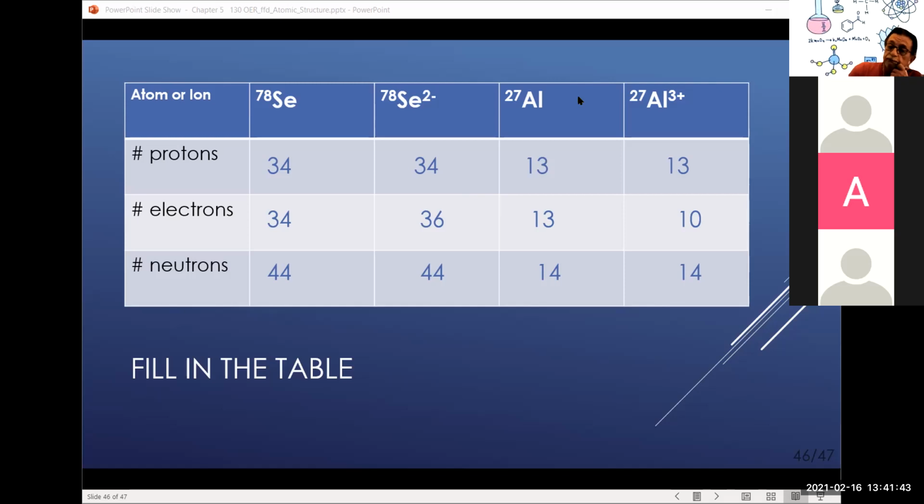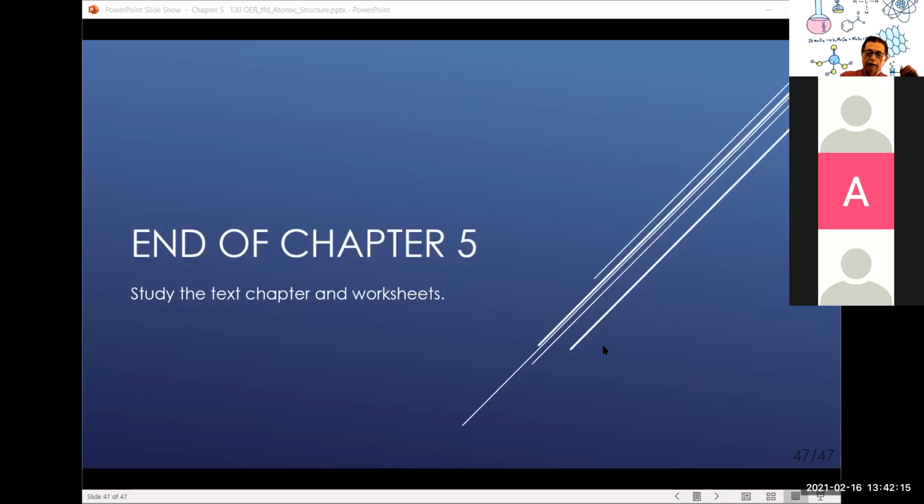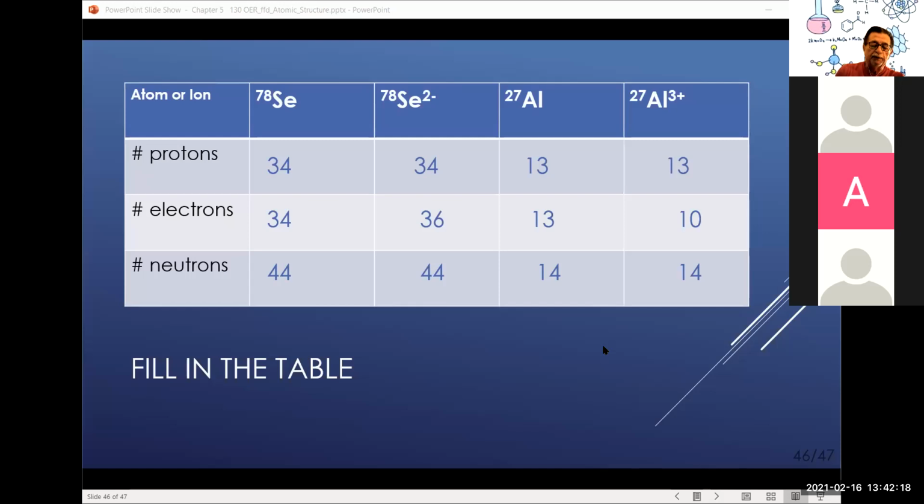Aluminum is in group 3, and it's a metal, so it's going to lose 3 electrons. So it has 13 protons, starts off with 13 electrons as the element, but when it becomes the cation, it loses 3 electrons, those 3 valence electrons. So now it has 10 electrons. And the neutrons is simply the 27 minus 13, which gives 14. All right. Be familiar with these kinds of tables. You might find those down the road someplace.